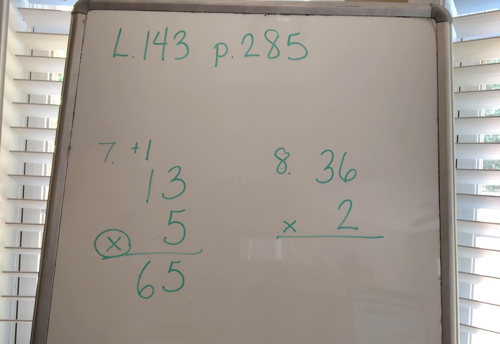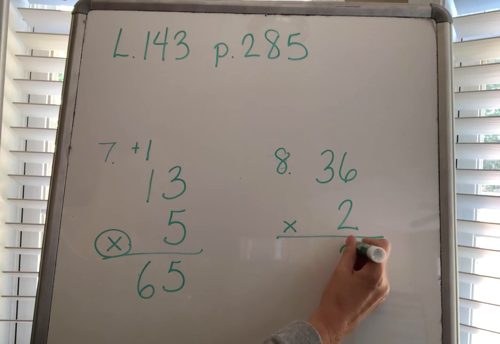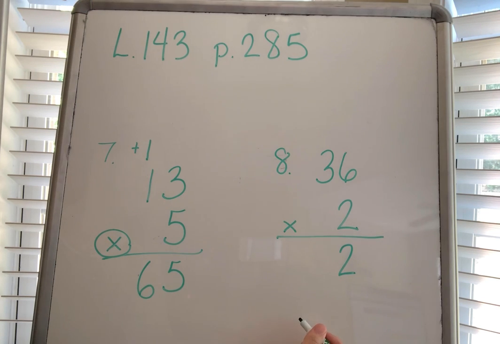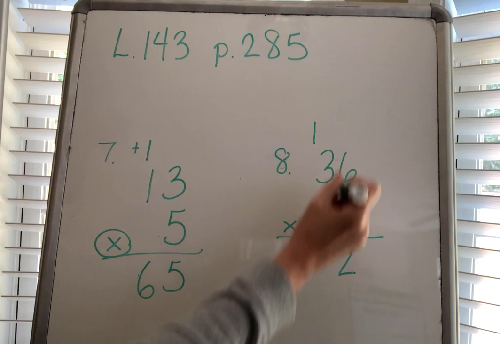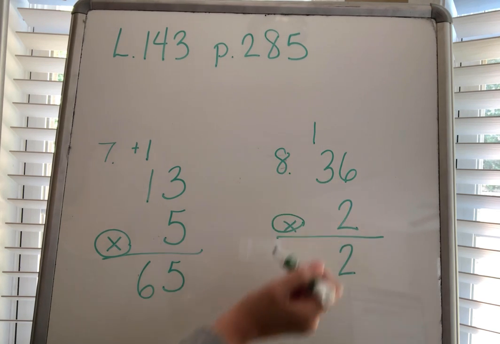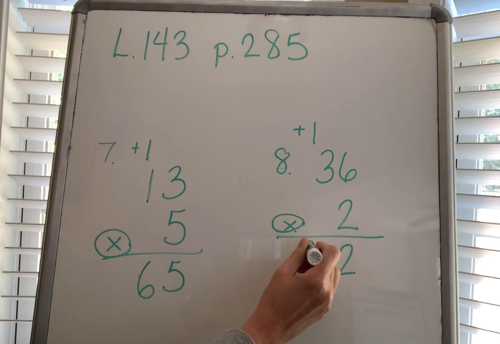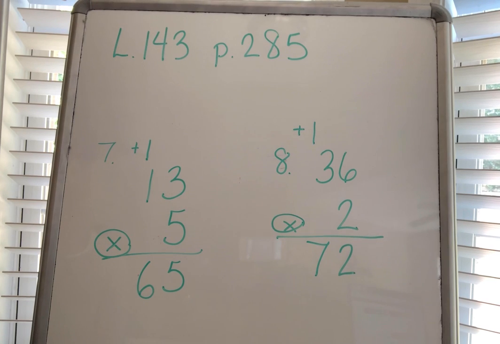Okay, we're going to start in the ones place. 2 times 6 equals 12. We're just going to put the 2 there. You cannot put 2 digits in one place, and we'll carry that 1. But we're going to go back to multiplying. 2 times 3 equals 6, plus the 1 that we carried equals 7. 36 times 2 equals 72.